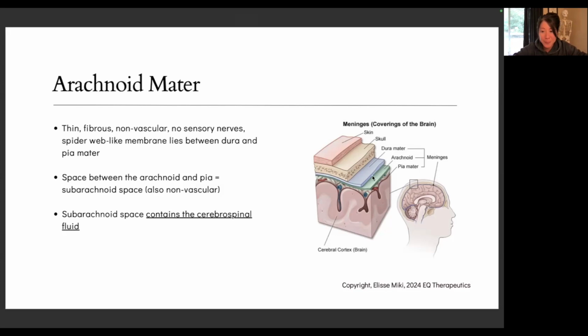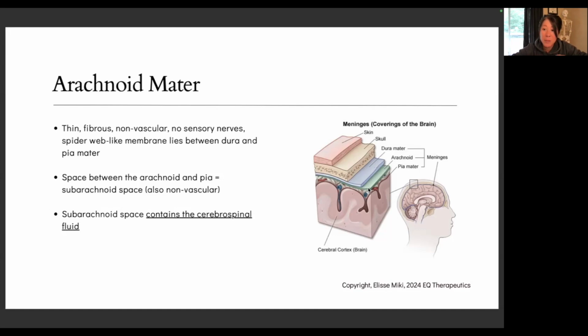So the arachnoid mater is the next layer down. Now this layer is a little more thin and fibrous. It's also non-vascular, so it does not have a blood supply and it does not have sensory nerves. So this is a lot of times important because of severe injuries. If we were actually sensing all of that pain, it would be debilitating, right? So it is almost a saving grace that there are no sensory nerves at this layer. It looks almost like a spider web under a microscope. So very interconnected weaving of the tissues. And it's going to lie between the dura and the pia.